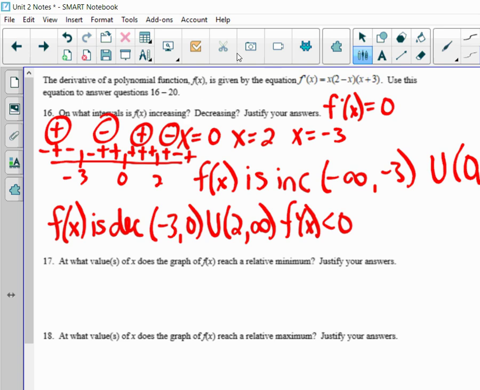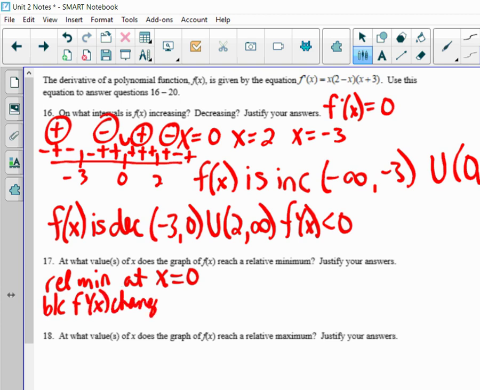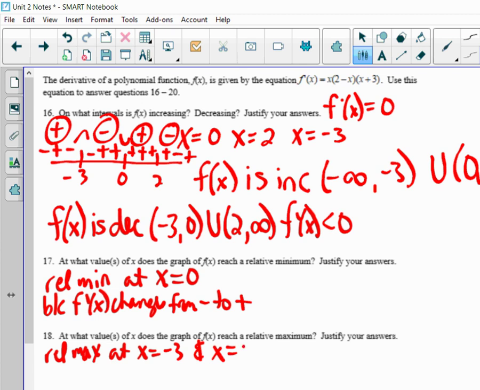Where does f of x reach a relative minimum? Relative minimum at x equals what? Minimum is going to be when it changes from decreasing to increasing. So that's going to be at x equals 0 because f prime of x changes from negative to positive. And a relative maximum, I think there's 2 of them here, right? Relative max at x equals -3 and x equals positive 2 because f prime of x changes from positive to negative. Okay?